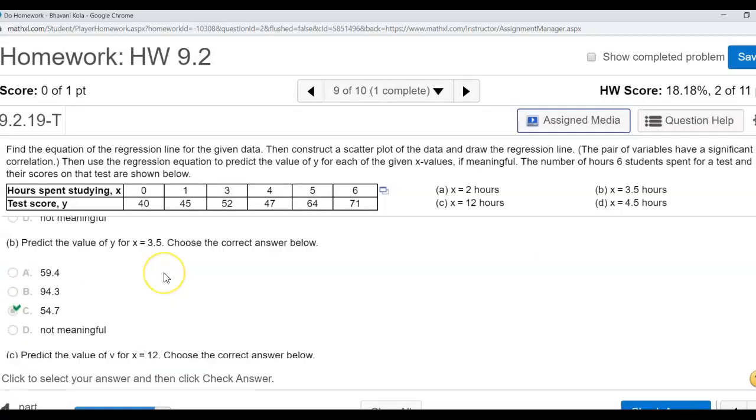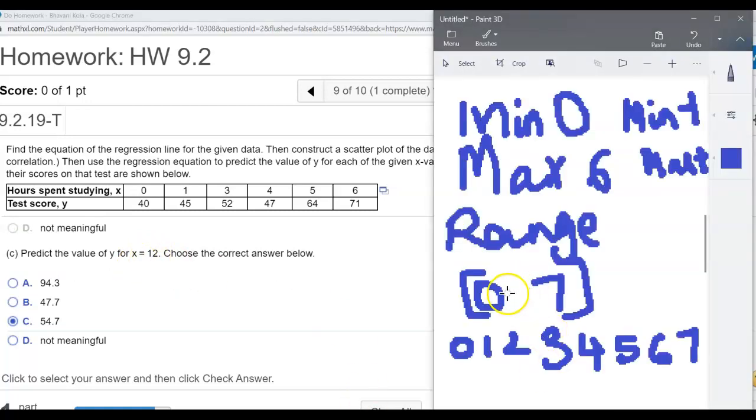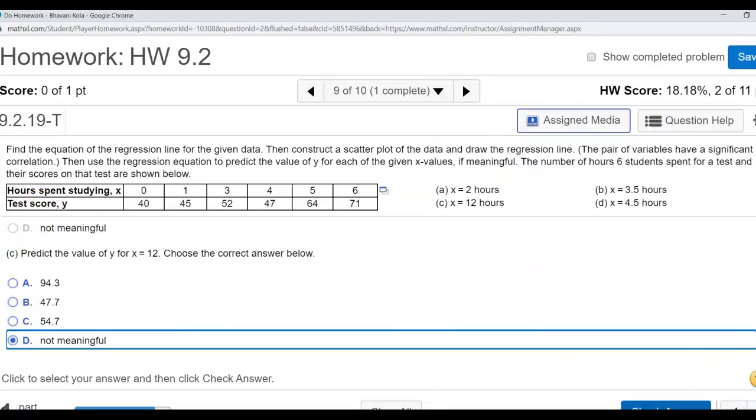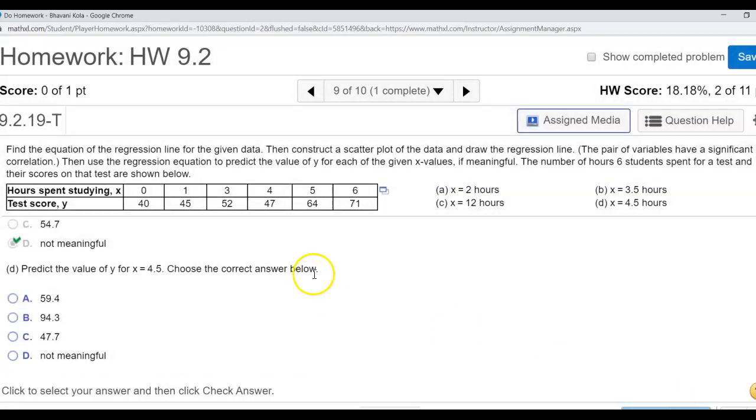Okay. Now they're asking me to predict for x is equal to 12. When you look here, I can only predict from 0 to 7. I cannot predict for 12. So 12 is out of my range. When things are out of your range, you will check not meaningful and click check answer. Okay? And then click continue again.